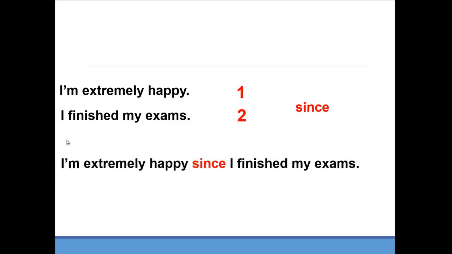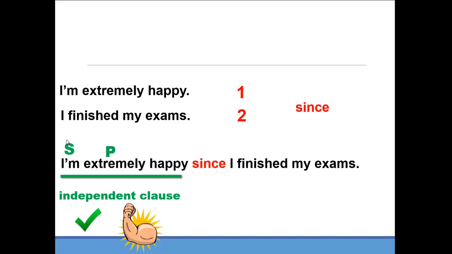I'm extremely happy. I finished my exams. Let's use the conjunction since. What does it mean? It means because. I'm extremely happy since I finished my exams, or because I finished my exams. I'm extremely happy. Can I use this part of the sentence alone? Yes, I can. So it is the independent clause.